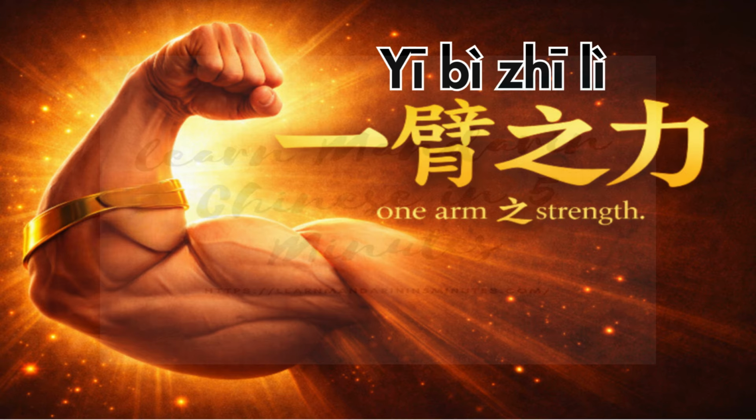Let's look at another example. 一臂之力, one arm's strength. It means a helping hand, literally the strength of one arm. So when you see 之 between two nouns in modern Chinese, don't translate it in your head as some ancient mystery. Just hear it as 的, but sharper.